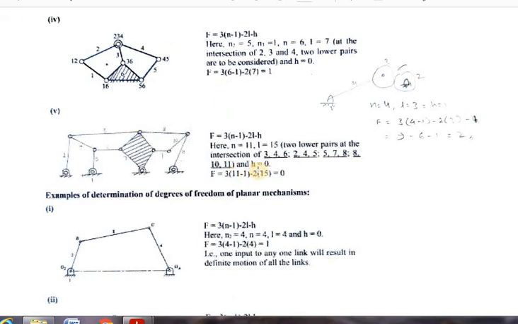So let us count the number of lower pairs. This connects between 1 and 2, so it is 1 lower pair. This connects between 1 and 3, so it is 2. It connects between 3, 4, 5.